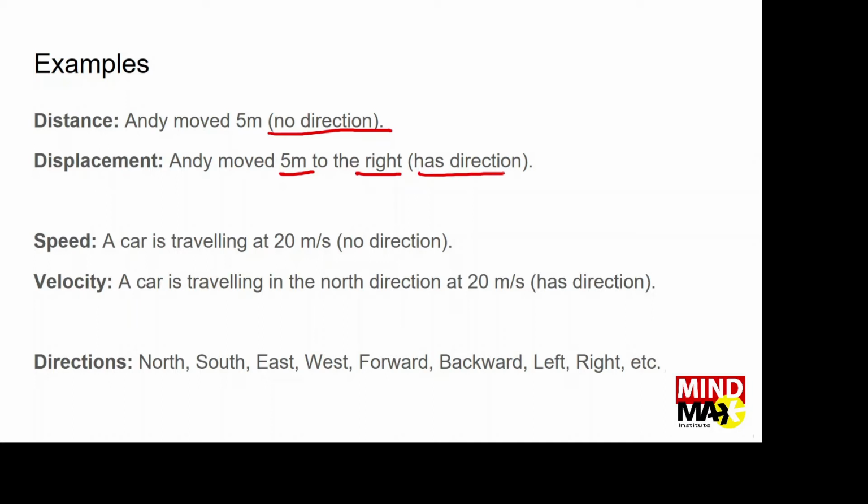It has a direction. Speed: a car is traveling at 20 meters per second. That means it's traveling 20 meters every second. As you can see, there is no mention of any direction. However, in the second one, velocity: a car is traveling in the north direction at 20 meters per second.